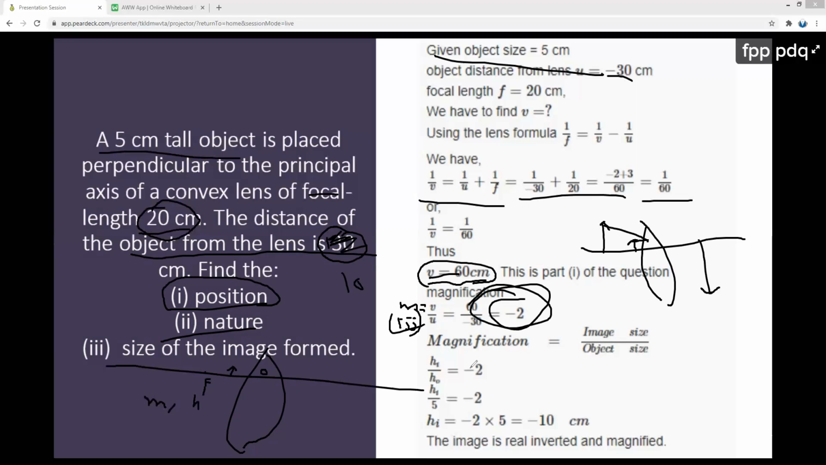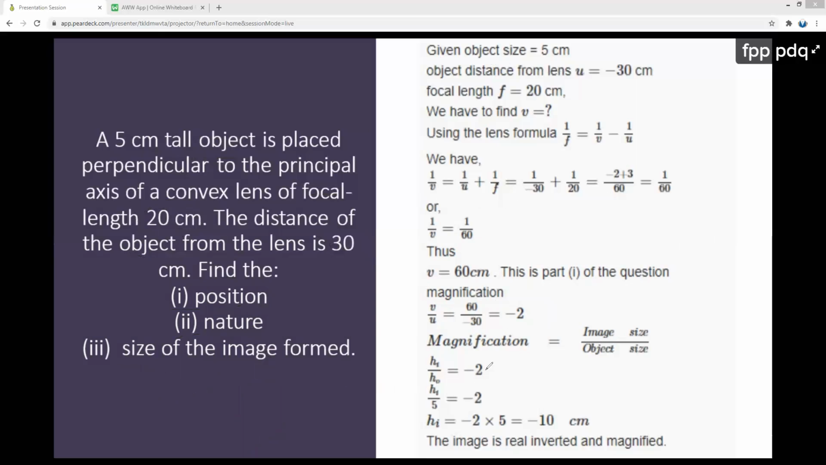Now magnification is equal to height of image by height of object. You got magnification as 2 from here. Height of object is 5 centimeter. When you do the calculation, you'll get height of image as minus 10 centimeter. So the minus indicates that it's real and inverted, and magnification is 2, which indicates that it's magnified.